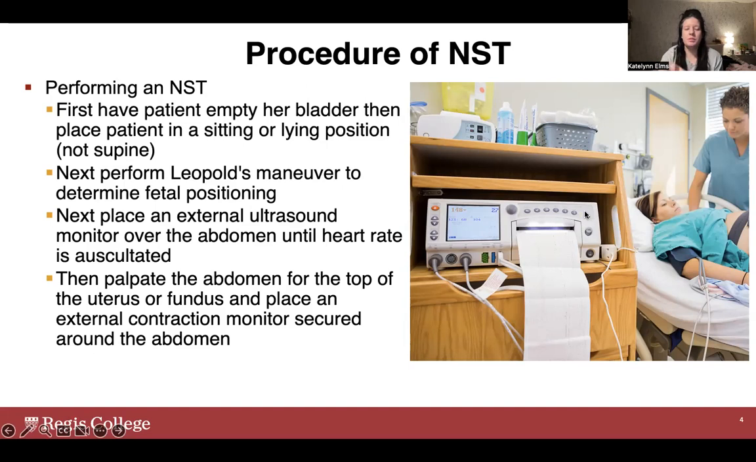So next, once you determine the fetal lie, you're going to place the external ultrasound piece on the mom's abdomen, and you'll secure it with straps to keep it in place. And you'll also use gel so it can be heard.